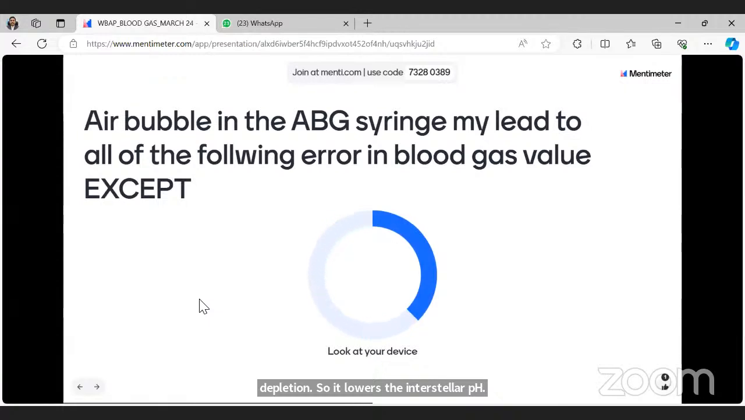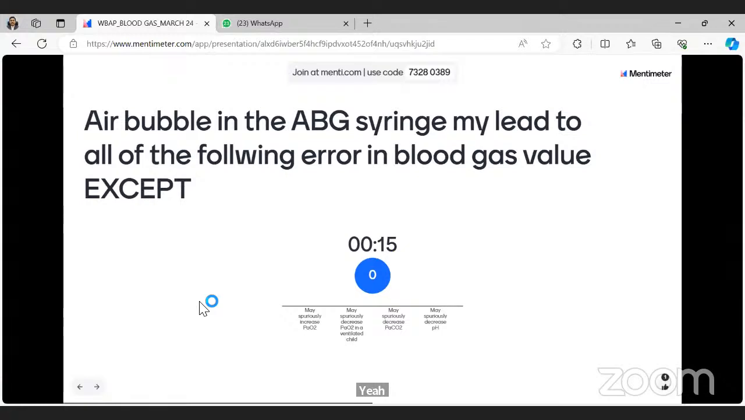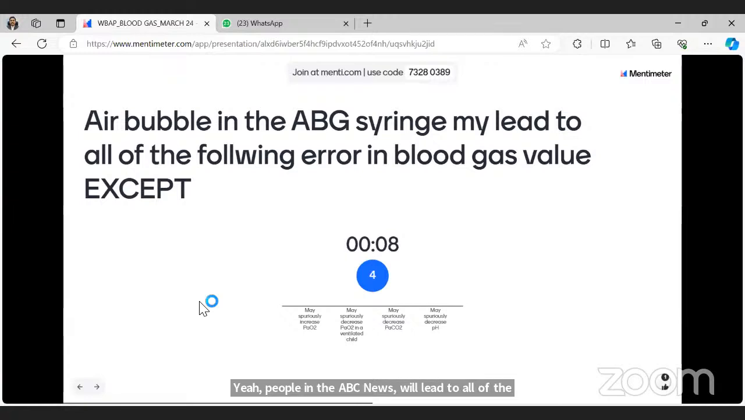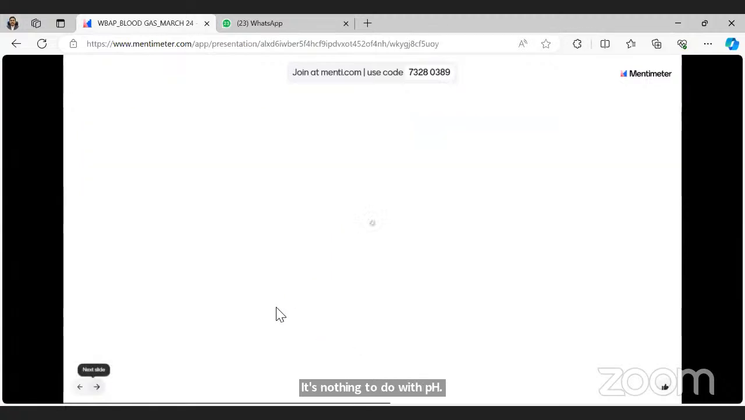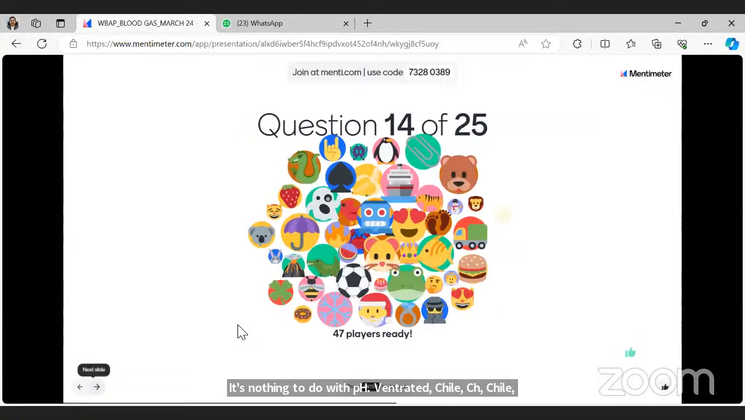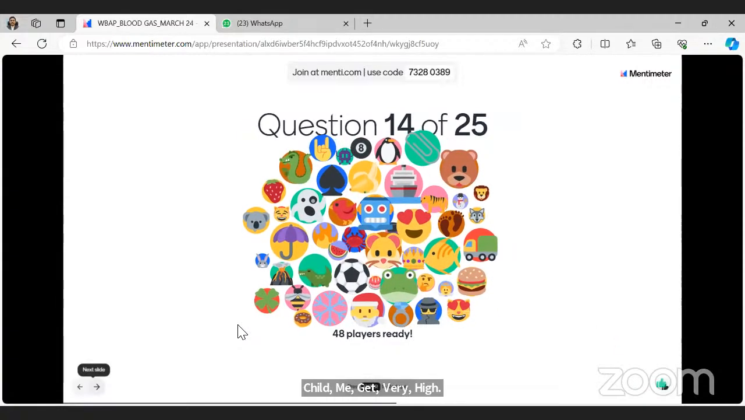Air bubble in the ABG syringe may lead to all of the following errors in blood gas value except: may spuriously increase PO2, may spuriously decrease PO2 in a ventilated child, may spuriously decrease pH. It's nothing to do with pH. A ventilated child may get a very high partial pressure of oxygen, so it can falsely lower PO2 also.